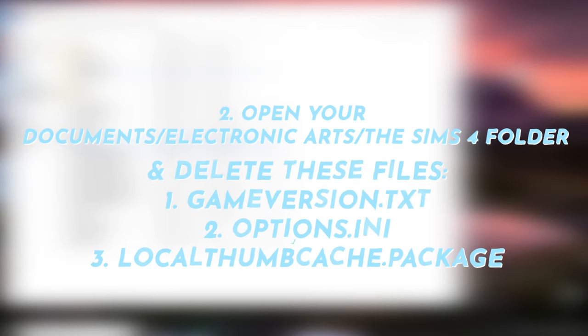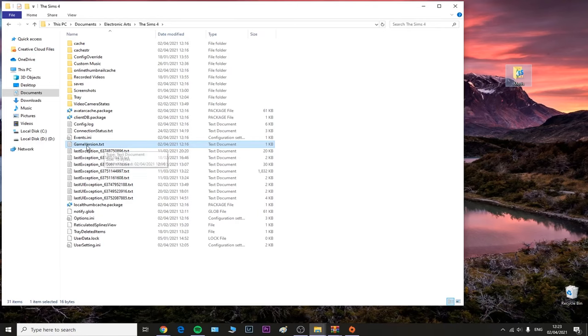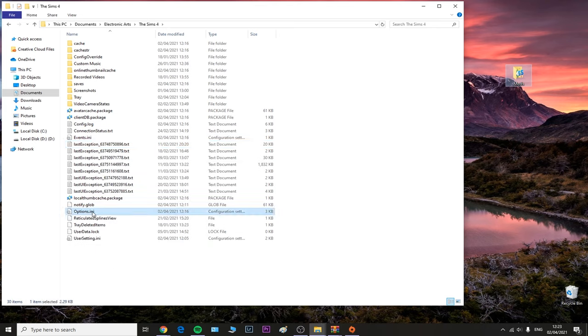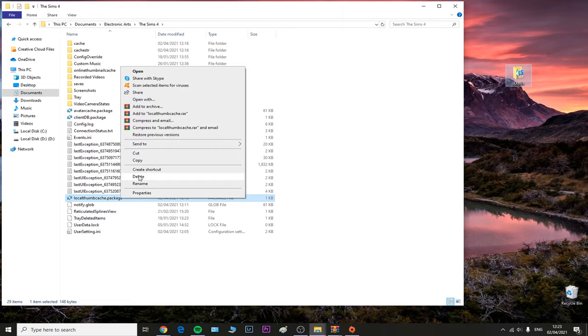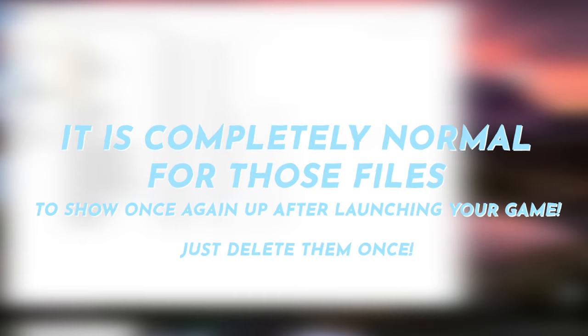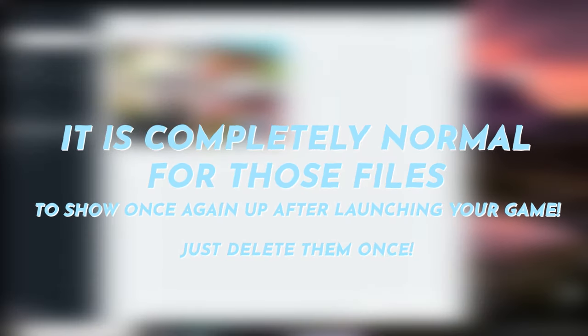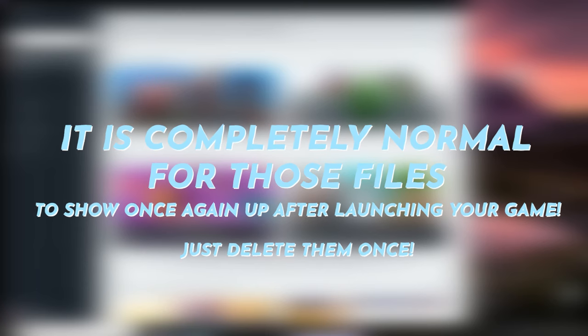Step 2. Open your Electronic Arts, the Sims 4 folder, and delete the following 3 files: Game version, options.ini, as well as localthumbcache.package. Now, many people have told me that they've tried to delete these files and they still show up in their Sims 4 folders. Do not worry if those show up after launching your game. It is completely normal for those to be generated after opening your game.